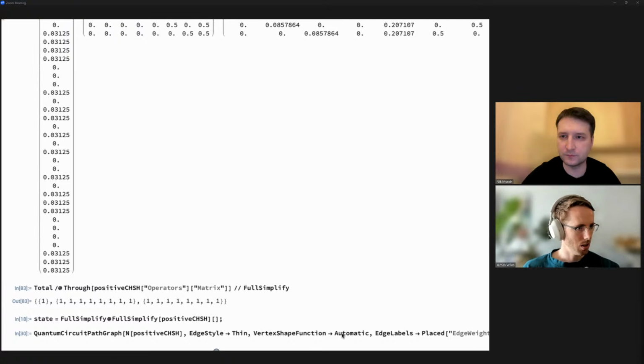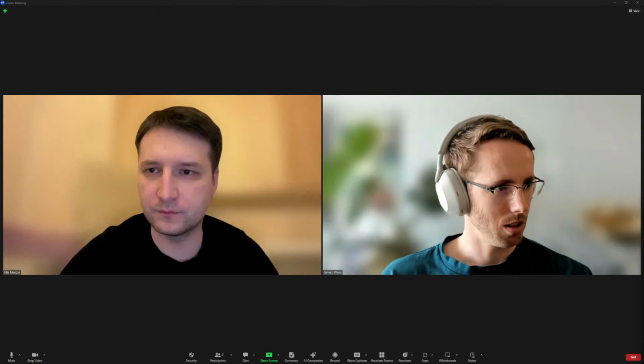Is there an interesting way to partition data? Yeah, I mean, that's basically the whole idea of doing this probability way of figuring out the CHSH game.